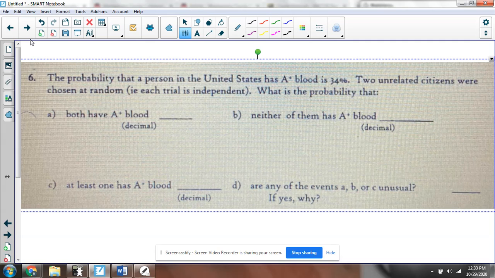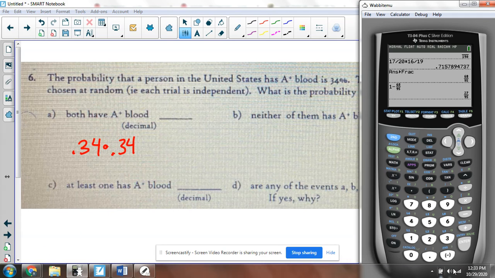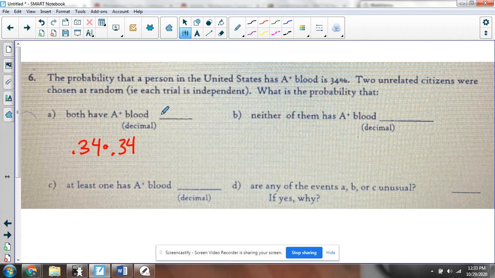Probability that a person in the United States has A positive blood is 34%. 2 unrelated citizens were chosen at random. Each trial is independent. What's the probability that both have A positive blood? Well, if the probability of the first one having A positive blood is 34%, and the probability of the second one having A positive blood is 34%, probability of both of them having it is just going to be 34% times 34%. As a decimal, I don't know how many decimal places they want, times 0.34. Is going to be 0.1156.